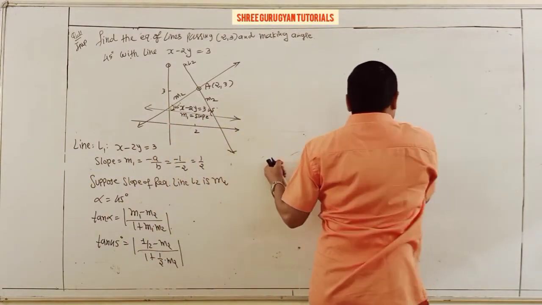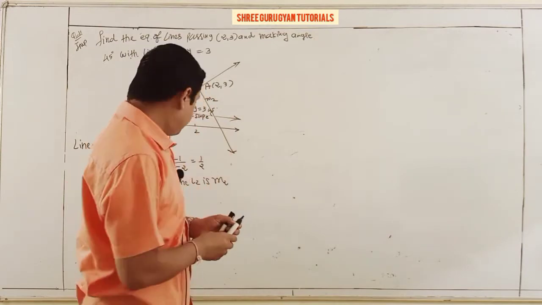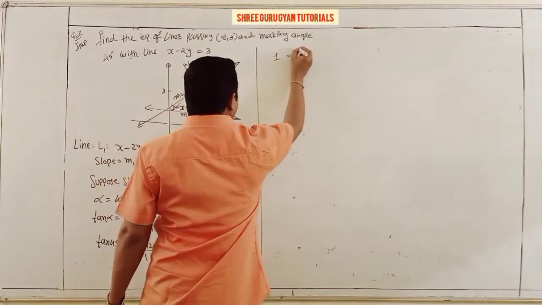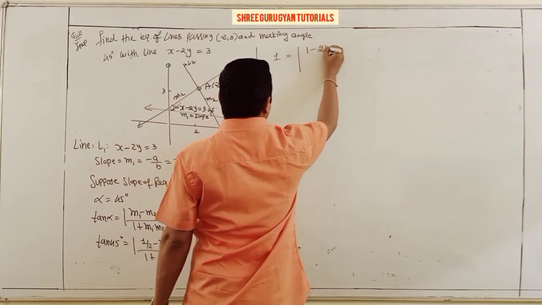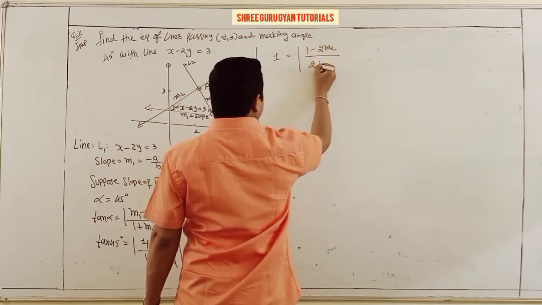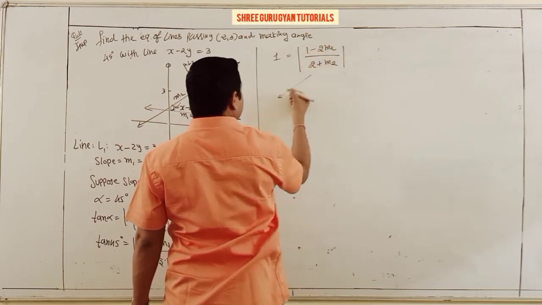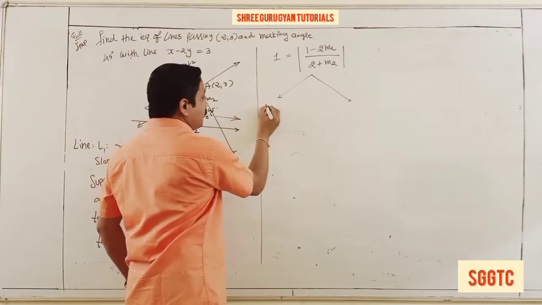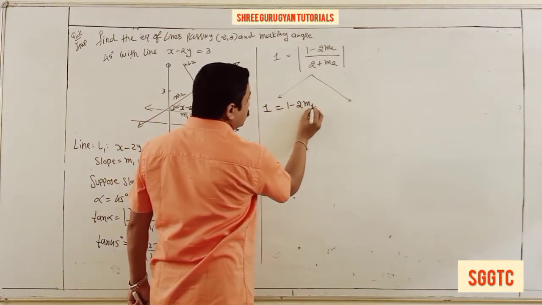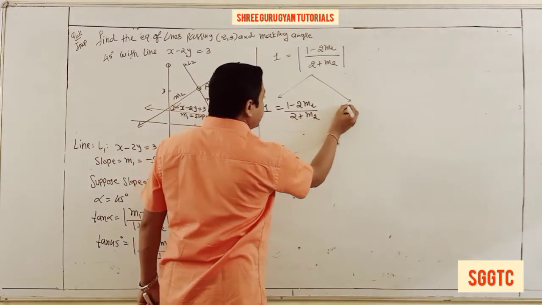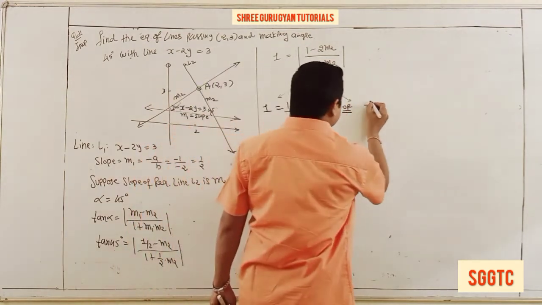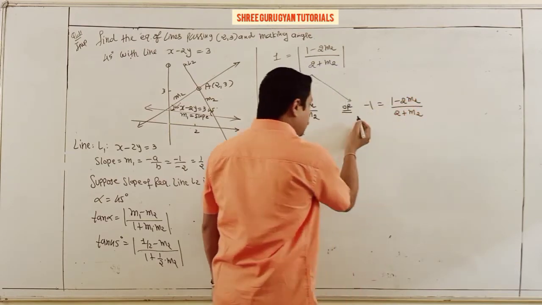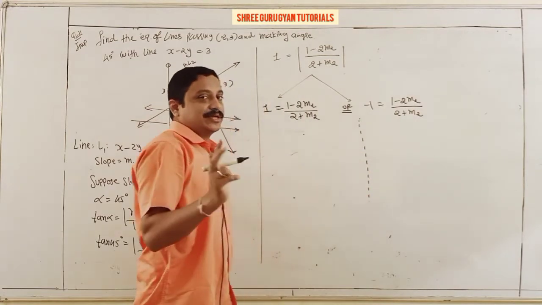But there are two cases because of the magnitude. So here tan 45 is 1, and taking the LCM, (1 minus 2 m2) upon (2 plus m2). Here, students, first of all I take the positive case, and another I will take the negative case. So in the positive case, 1 minus 2 m2 by 2 plus m2, otherwise the second part, minus 1 equals (1 minus 2 m2) by (2 plus m2). Now you solve the two cases respectively.